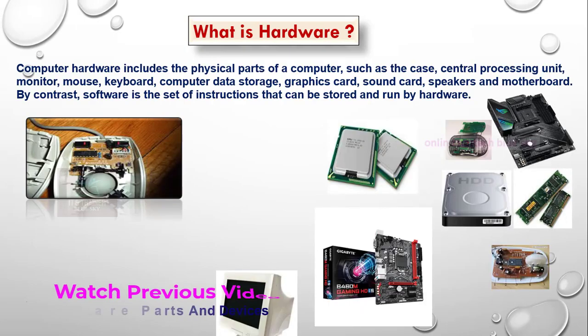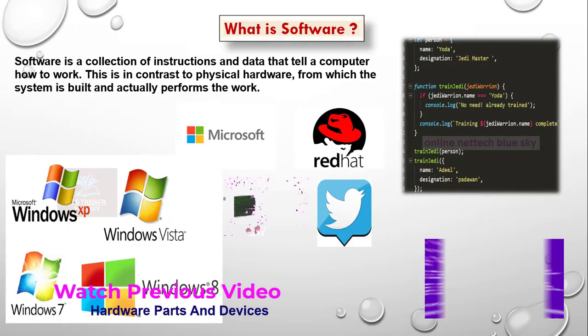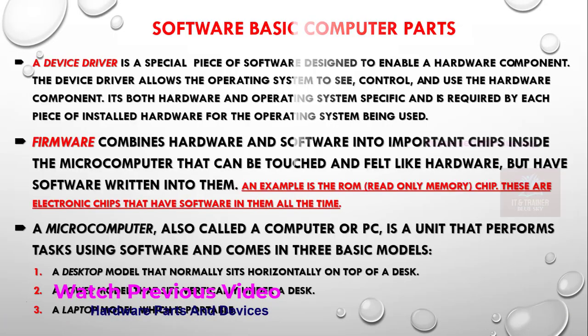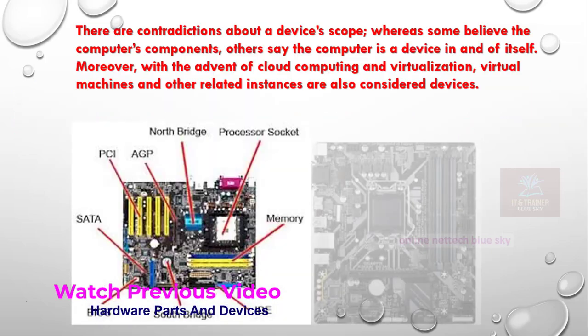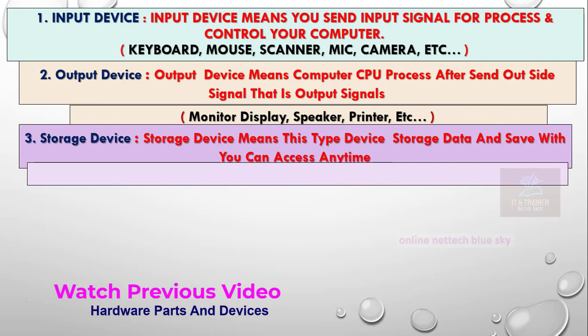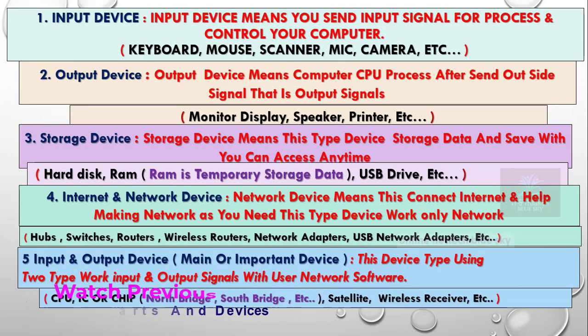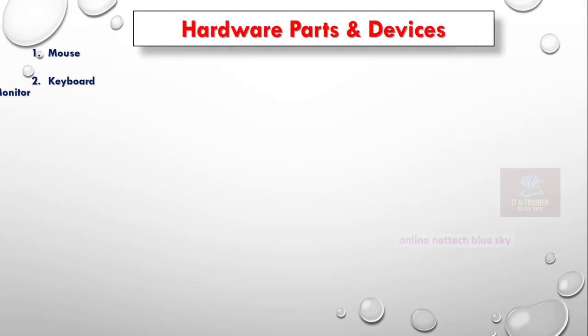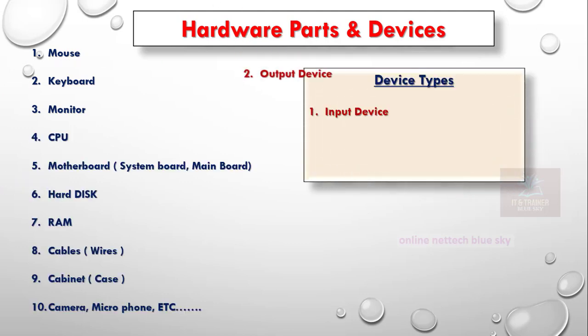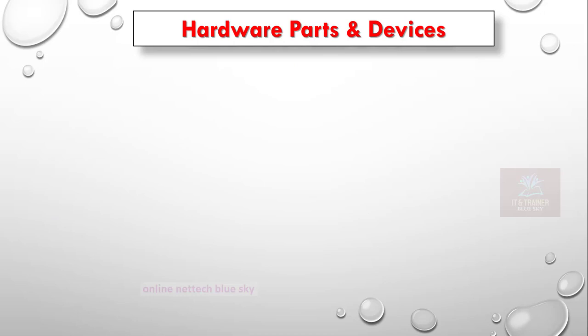So watch the previous videos, it is very important for you. They cover what is hardware and what is software. I've already created videos on system software, basic computer parts, types of computer devices, input and output devices, storage devices, internet and network devices, and what computer hardware parts are: mouse, keyboard, monitor, CPU, different devices. I will discuss the devices one by one, so maybe it will be a very long video.